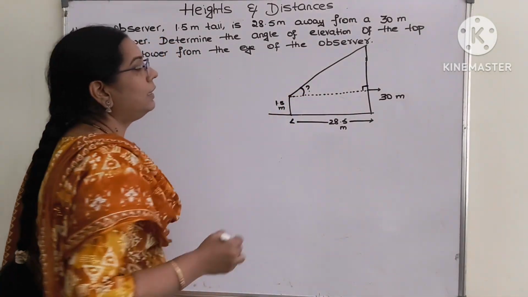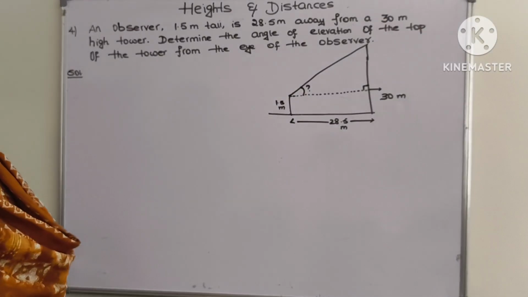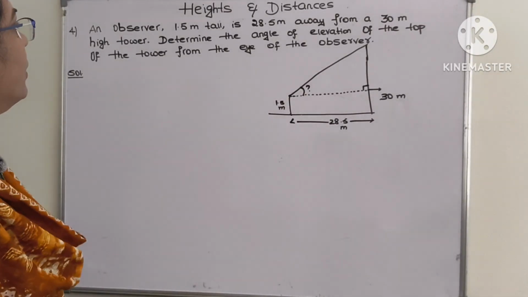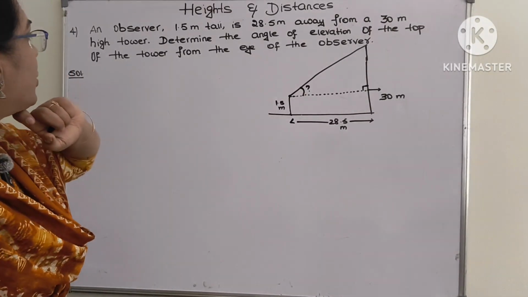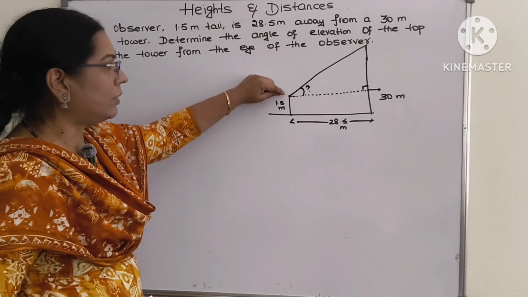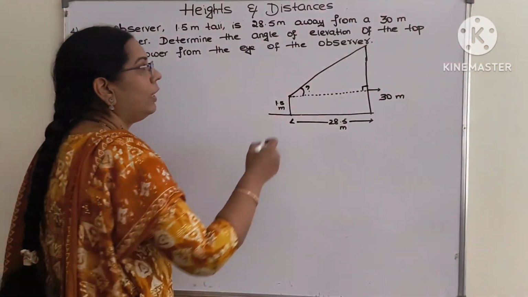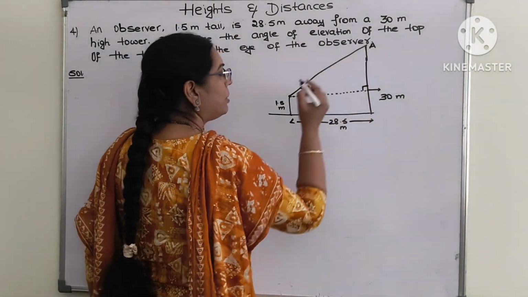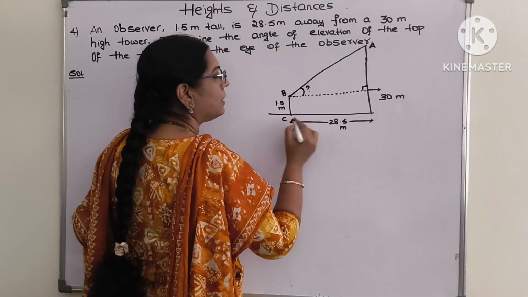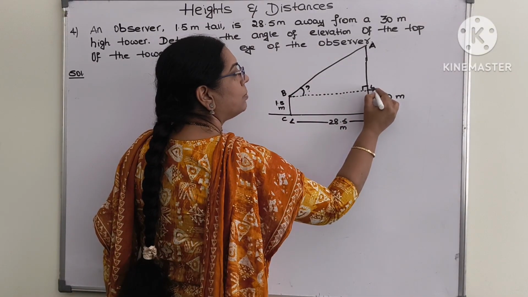Very good. This is a little difficult question. Not a difficult, a different question. We have to find the angle of elevation from the eye of the observer. So naturally, this is the eye. Now let me give some names: A, B, C, D, and then this becomes E.